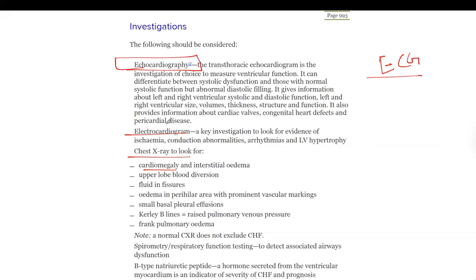Let's say there is a rural hospital where echocardiogram is not available. Is there any alternative blood test we can do? Sometimes we do that test just to monitor the progression of the heart failure, but is there any test that we can do for that patient? Yes, BNP. B-type natriuretic peptide is an indicator of severity of congestive cardiac failure. So it is a prognostic marker.